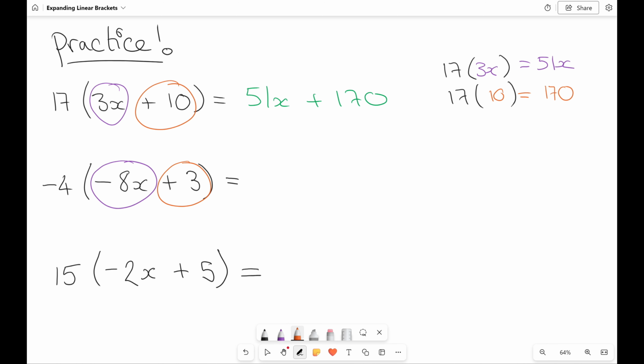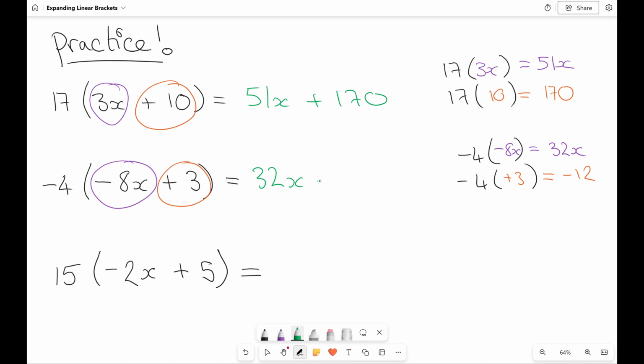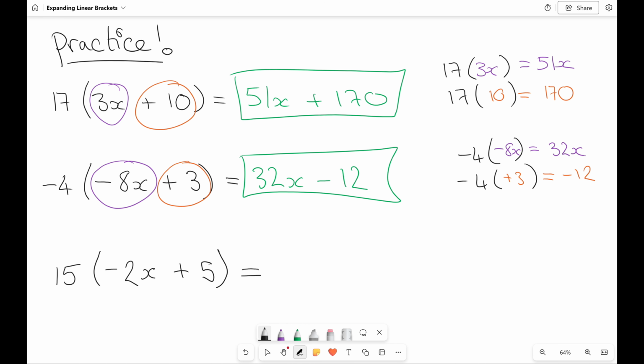Let's circle these. Okay, so we've got minus 4 brackets, minus 4, because minus 4 is times in both. And we've got minus 8x, and we've got plus 3. Minus 4 times minus 8x is 32x. And then minus 4 times positive 3 is minus 12. So our answer here is 32x minus 12. Alright, so let's look at the last one.